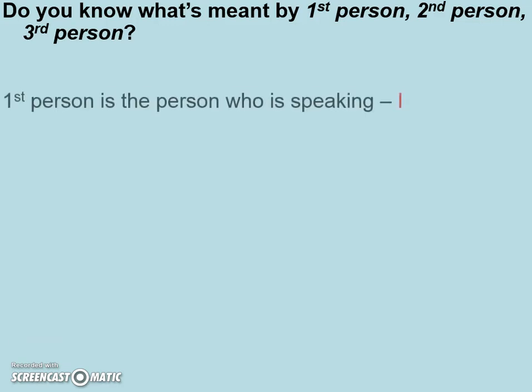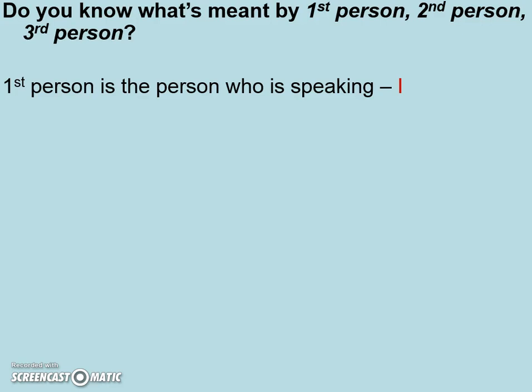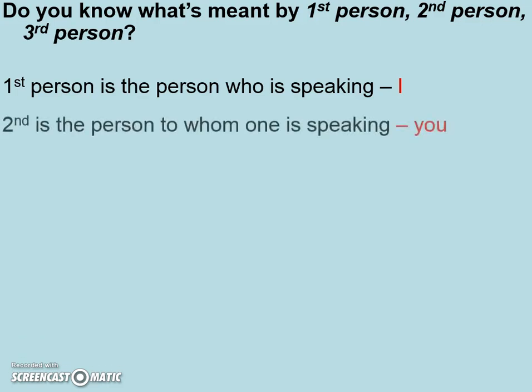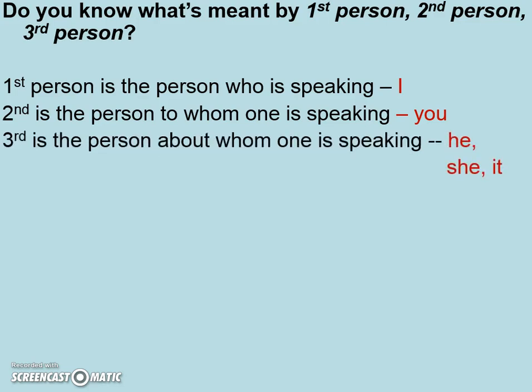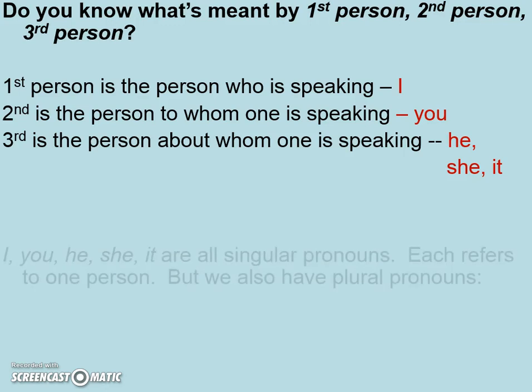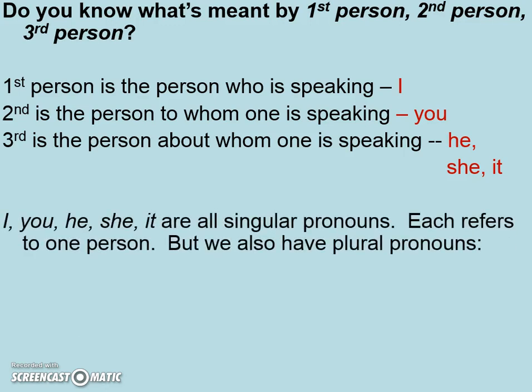Hopefully you do. First person is the person who is speaking, which is I. Second person is the person to whom one is speaking, so you. And third person is the person about whom one is speaking, so he, she, or it. So I, you, he, she, or it are all singular pronouns, and each refers to one person. But keep in mind, we also have plural pronouns.